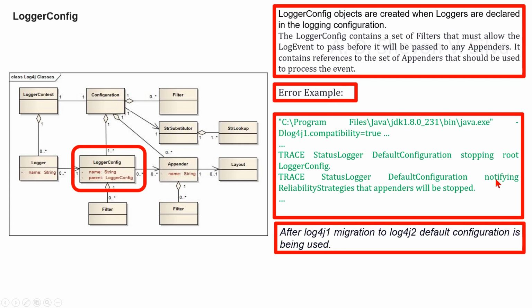As an error example, we can consider this one: C:\program files\java\jdk1.8.0_231\bin\java.exe -Dlog4j1.compatibility=true, TRACE StatusLogger Default configuration, stopping root LoggerConfig, etc. This occurred after the log4j1 migration to log4j2; the default configuration is being used.